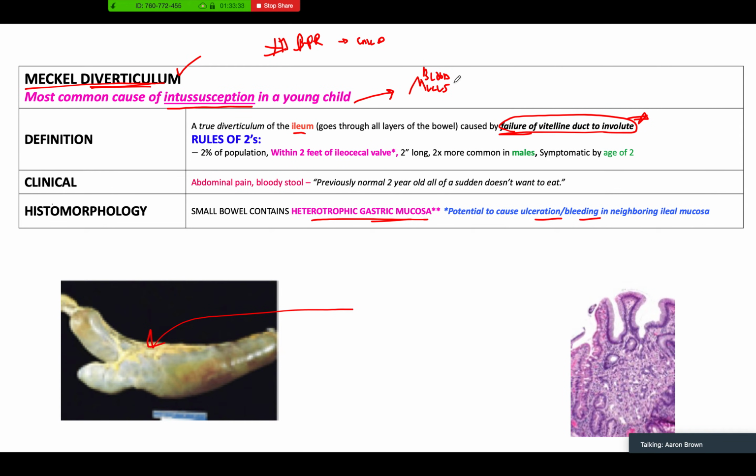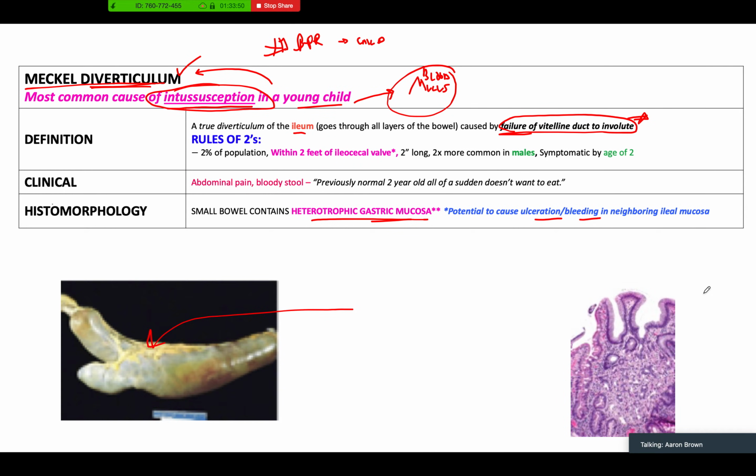20 minutes after that, they'll be screaming in pain again. And then you're having this blood and mucus every time this child uses the bathroom. Think about intussusception. What is the cause of intussusception in a young child? Meckel's diverticulum. Okay? So those are the two connections I want you to make.